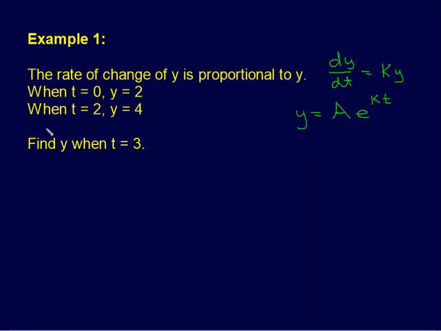Now the question we're ultimately wanting to find, it says find the value of y at the time t equals 3. Now we won't be able to do that until we have the complete model determined, and right now we don't have the quantity a or the quantity k filled in yet. So that's why, because there's two missing constants, there has to be two given pieces of information, and those are right there.